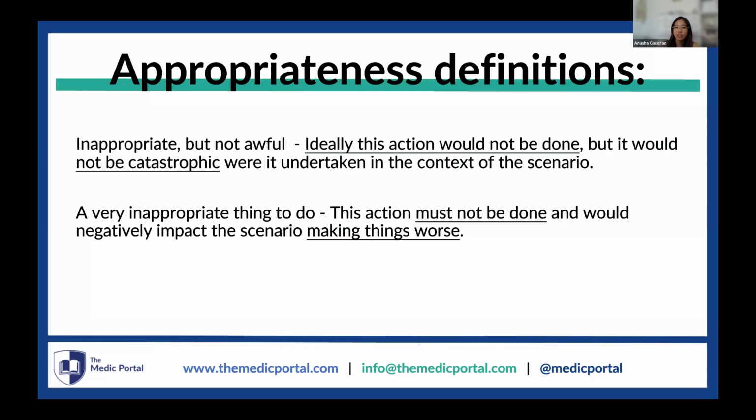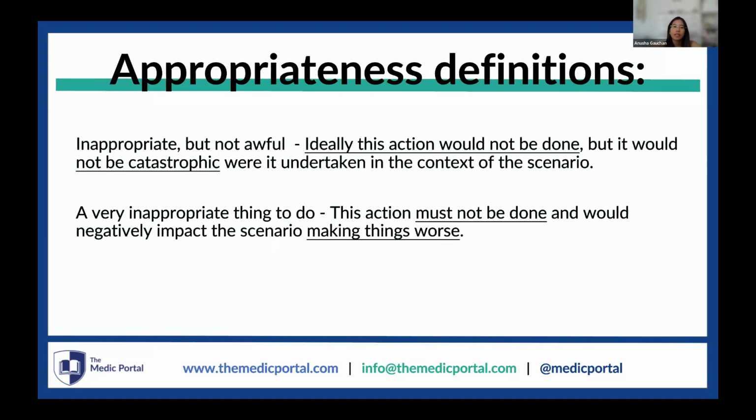A very inappropriate thing to do. So this action really is bad. It really should not be done. It would definitely have quite a lot of negative impacts and make things a lot worse. So this is 100% negative, basically. There might be a slight positive aspect to it, but the negative aspect really does outweigh any positive aspect.